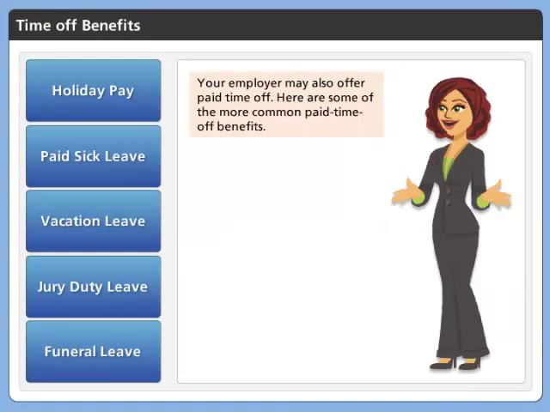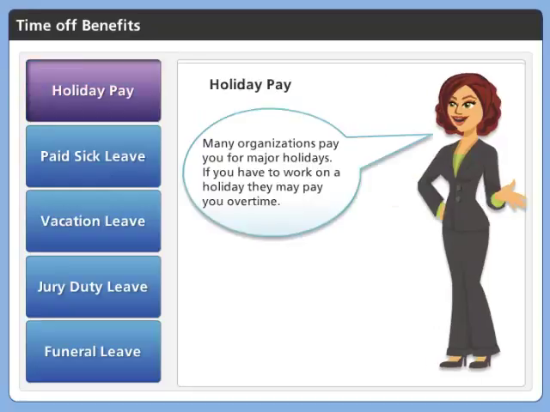Time off benefits. Your employer may also offer paid time off. Here are some of the most common paid time off benefits: holiday pay, paid sick leave, vacation leave, jury duty leave, and funeral leave. Please click on the boxes to learn more about time off benefits. Holiday pay. Many organizations pay you for major holidays. If you have to work on a holiday, they may pay you overtime.